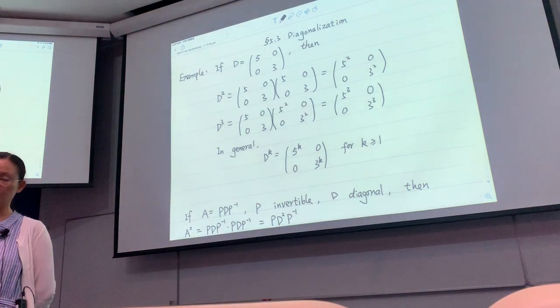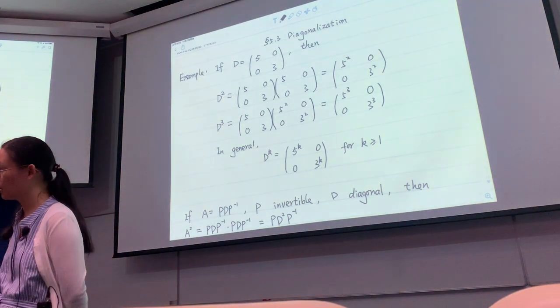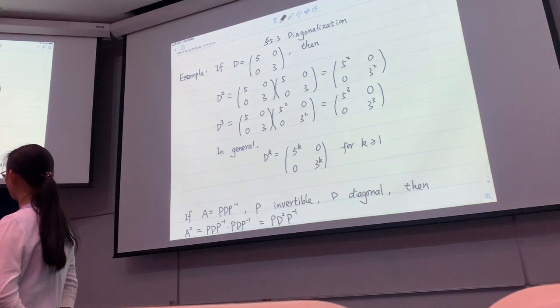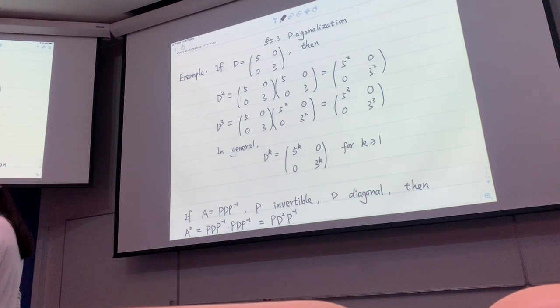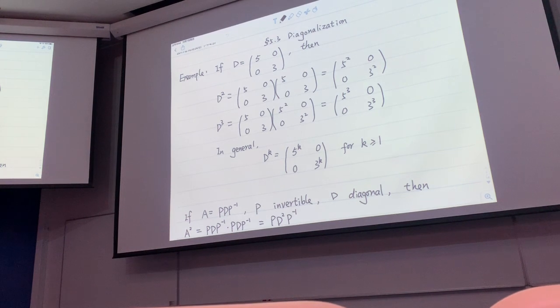A special matrix decomposition is called diagonalization. What is diagonalization? Let's see, a special matrix D is a diagonal matrix. Let's see what special property we have. If D equals 5, 0, 0, 3, then we can calculate D squared as 5, 0, 0, 3 times 5, 0, 0, 3. Following the general idea of matrix multiplication, you will see the result is very simple. We just take the square of the diagonal elements.